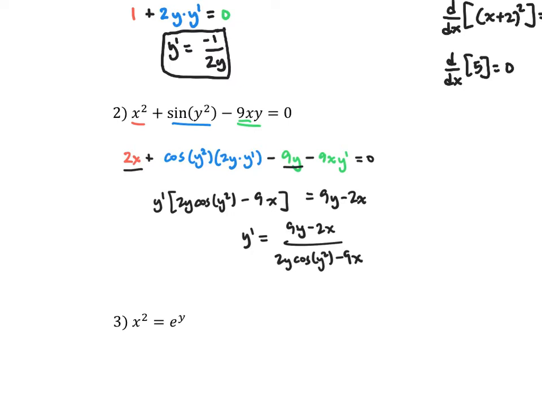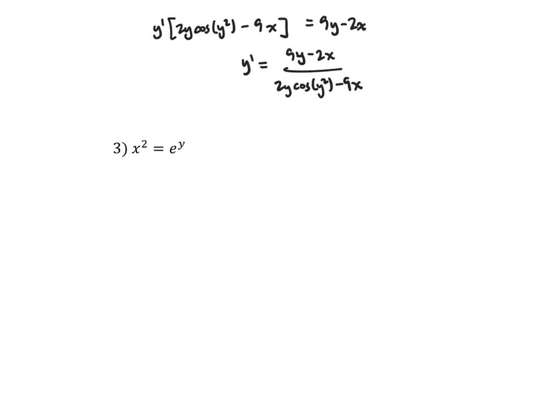Okay, outstanding. Now number 3, we've seen this as well. This is on the previous slide. I'm going to do this in 2 ways. I'm going to use implicit differentiation, and then after that I'm going to use just your explicit, typical differentiation methods. Derivative of x squared will be 2x. Derivative of e to the y will be e to the y times y prime. Therefore, y prime will equal 2x over e to the y.